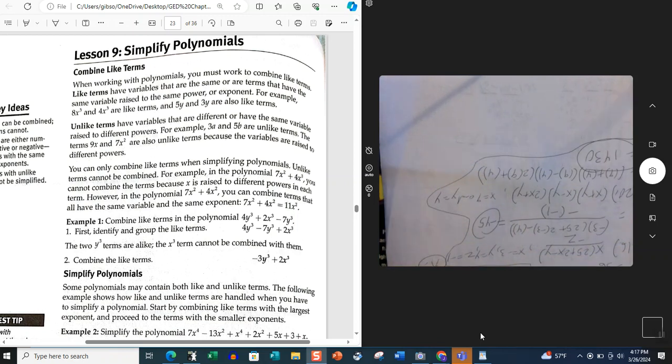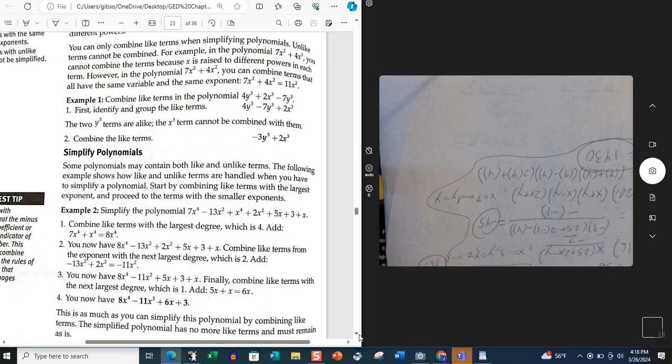Hello class, we're about to start lesson 9 from chapter 5. It's called Simplified Polynomials. We are going to do combining like terms and also simplifying polynomials.